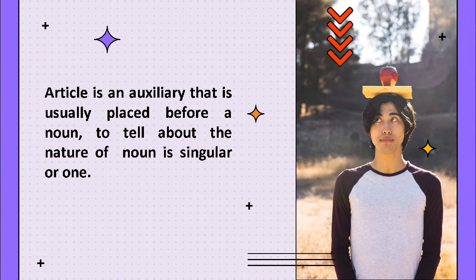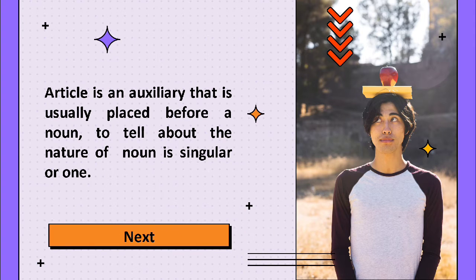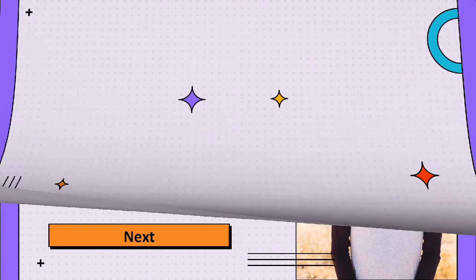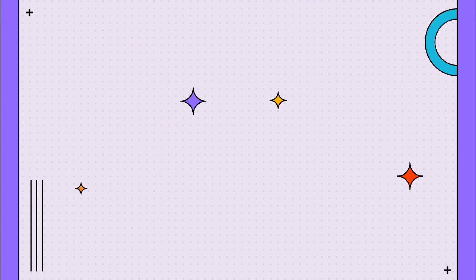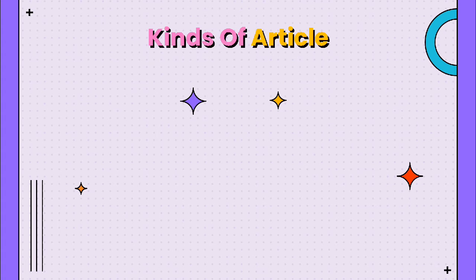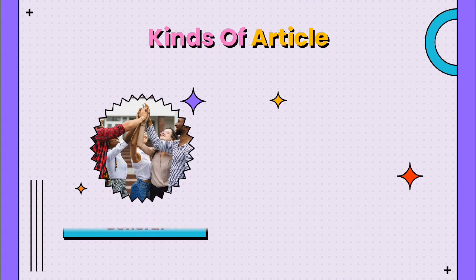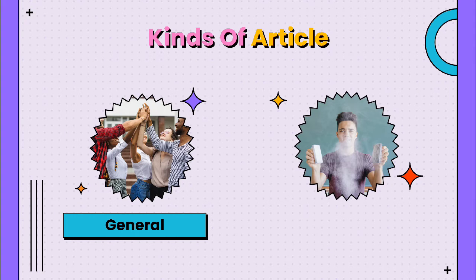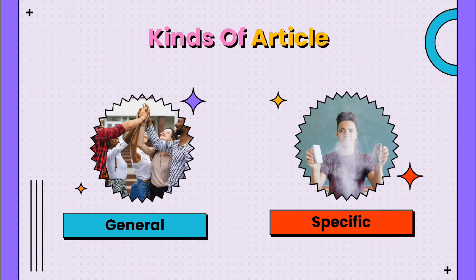An article is an auxiliary word that is usually placed before a noun to tell about the nature of the noun, whether it is singular or one. Friends, this article has two kinds, namely for nouns in general and for nouns in specific. For nouns in general, there are a and an. For specific nouns, there is the.